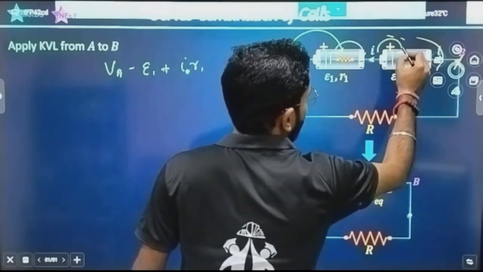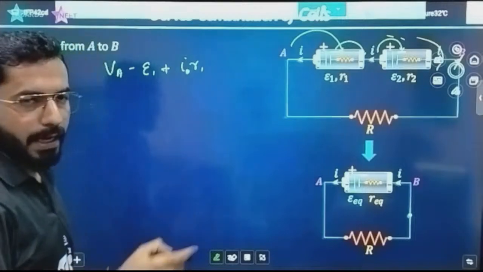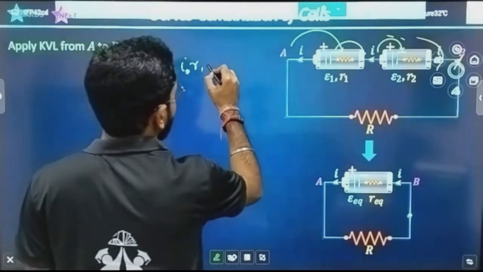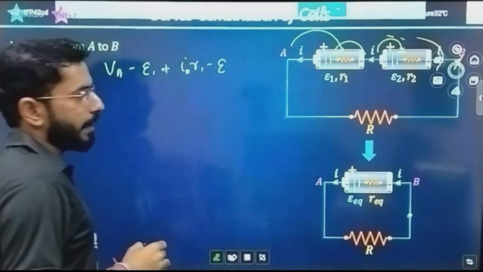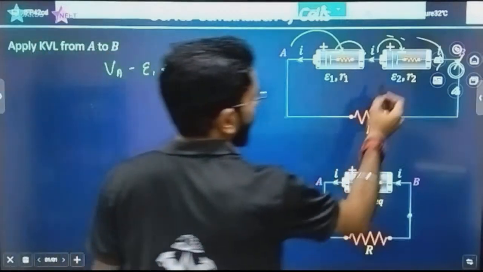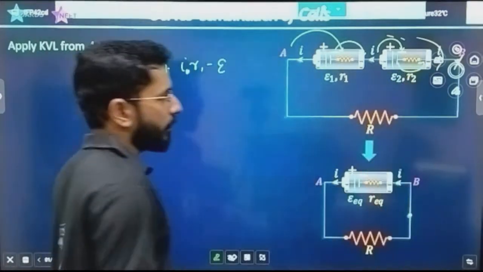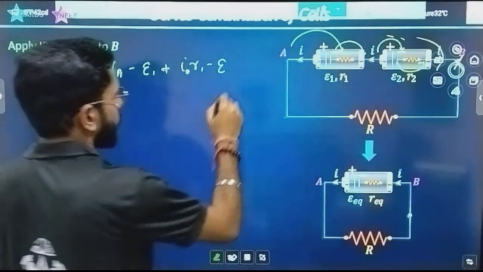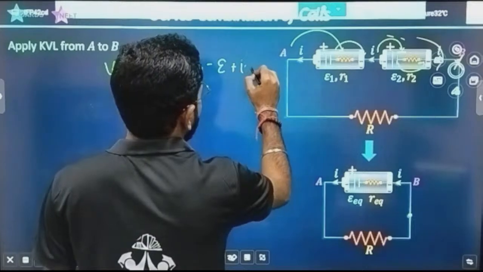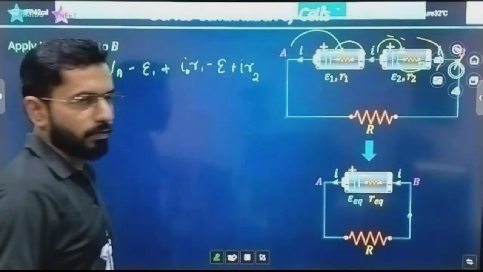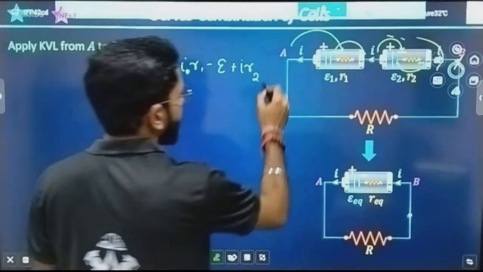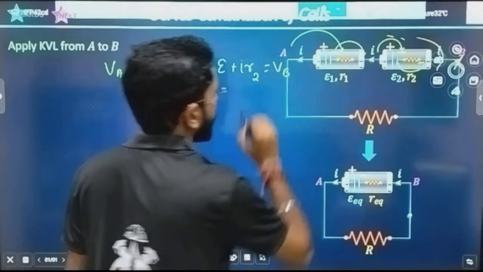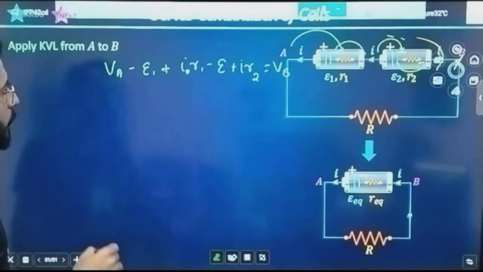Now, what is the next thing? Again, I have a battery that I am going to cross, again from a higher potential to lower potential. Again, it is negative. Then what is the next thing coming in the way? The next thing in the way is the resistor. That means plus I into R2 is equal to VB. This is what you are going to write.